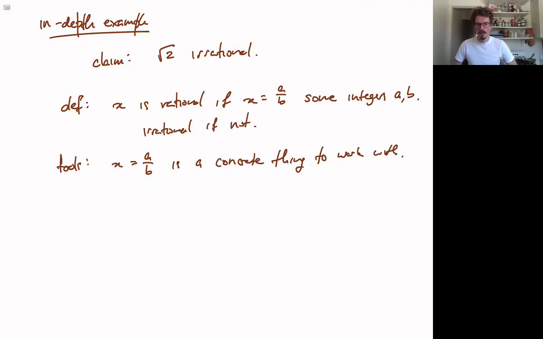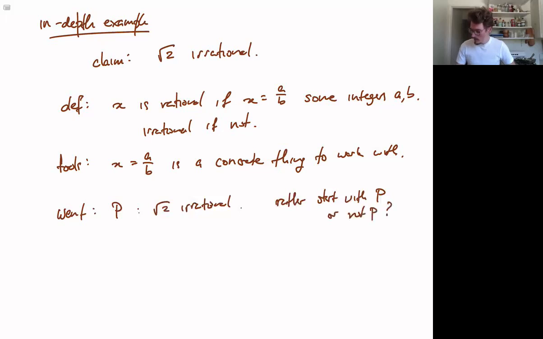So how can we decide what to do with this thing? So again, let's go back to what we were saying at the beginning with choosing what kind of approach we want to take. We want this proposition P, root 2 is irrational. So would we rather start with P or not P? So not P is saying root 2 is rational.